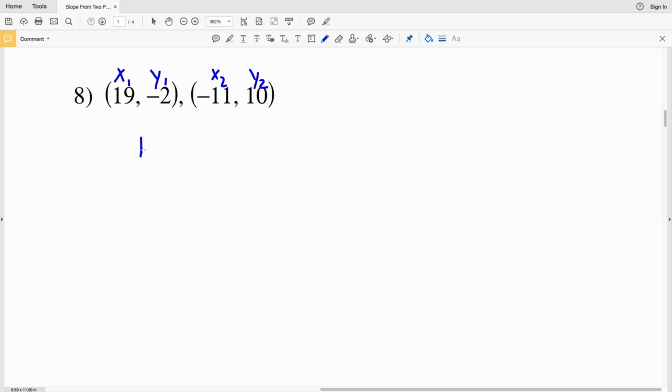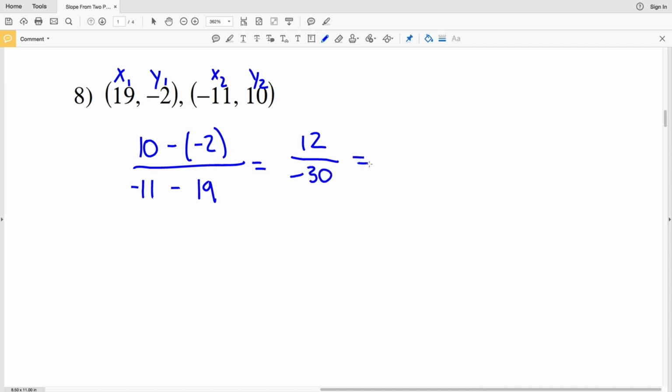y2 minus y1 is going to be 10 minus negative 2. x2 minus x1 is going to be negative 11 minus 19. 10 minus a negative 2 is 10 plus 2, which is a positive 12. Negative 11 minus 19 is going further into the negatives, so that's going to be a negative 30. We can simplify this if we divide both the numerator and denominator by 6, and it will be 2 over negative 5. So the answer for number 8 is negative 2/5.